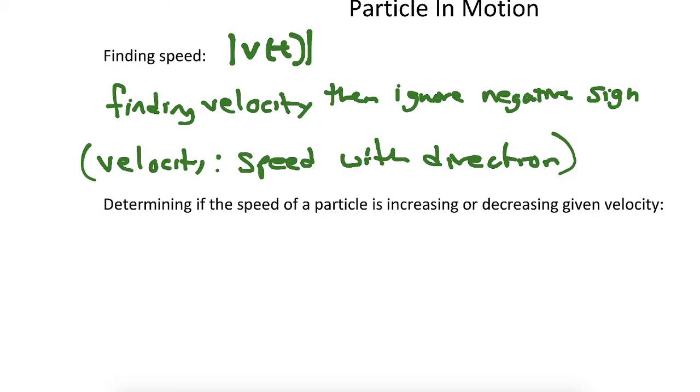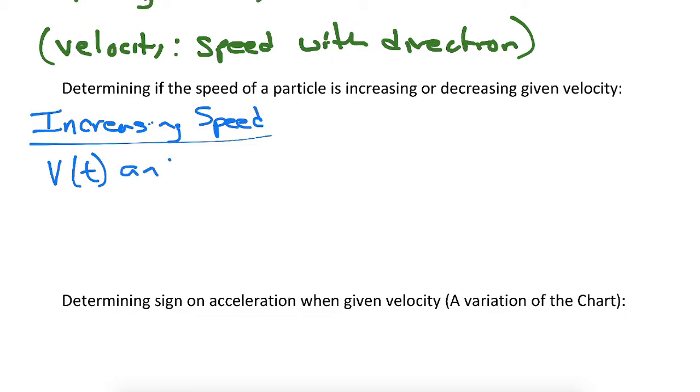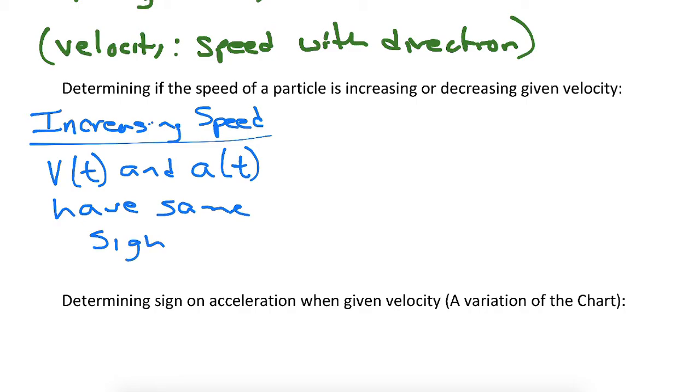So if you're determining if the speed is increasing or decreasing, we talked about this in class a little bit, but it's really important. In order to determine if a particle is increasing or decreasing in speed, you need to look at this: if speed is increasing, that's when v of t and a of t have the same sign. So they're both negative or they're both positive. That's how you determine if speed is increasing. You need velocity and acceleration to be working together when you're asked if speed is increasing or decreasing.